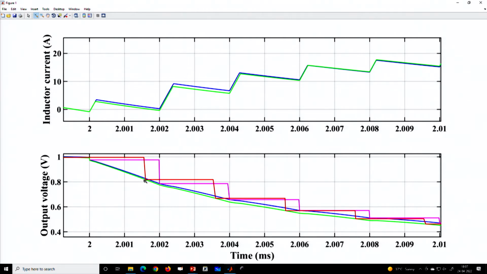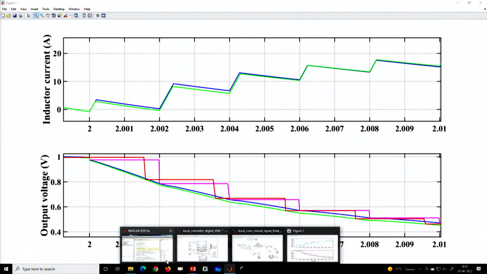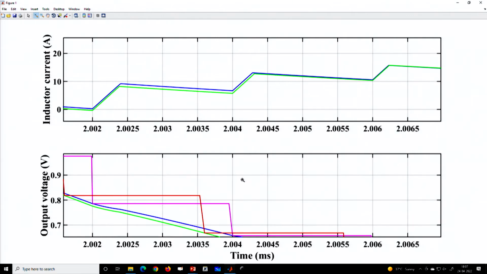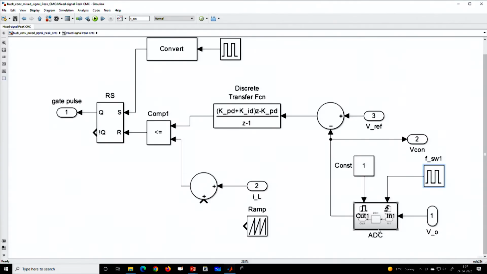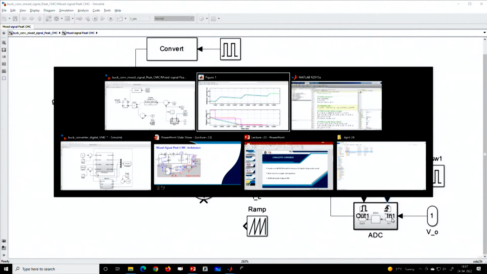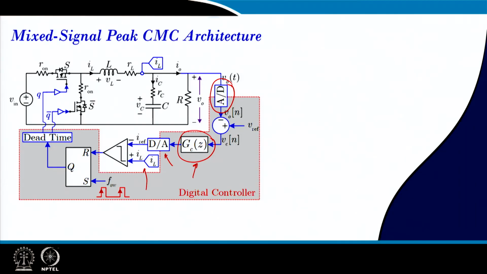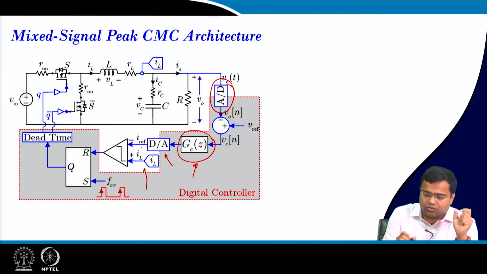So, the bottom line is this: by using this block we can actually customize the sampling point, and this will also enable, if you go for constant on-time control or constant off-time control, the event-based sampling. The event can be created by this clock, and that will sample the output voltage.